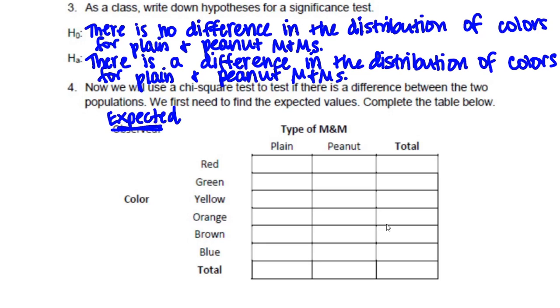So what I do know is that there were 242 red M&Ms out of 1,850 M&Ms, and there were 850 plain and 1,000 peanut. So right now, 242 out of 1,850 gets me 0.1308. I'm just going to write this off to the side.